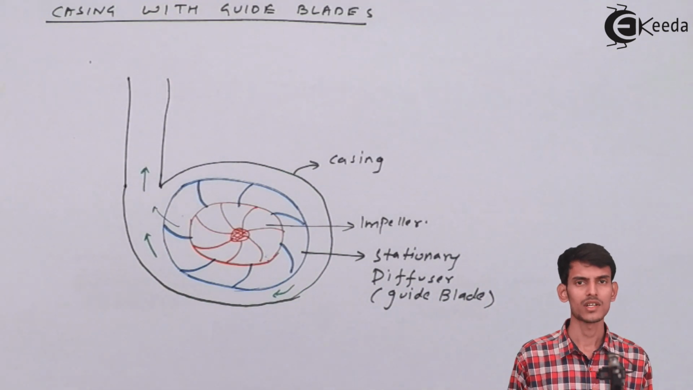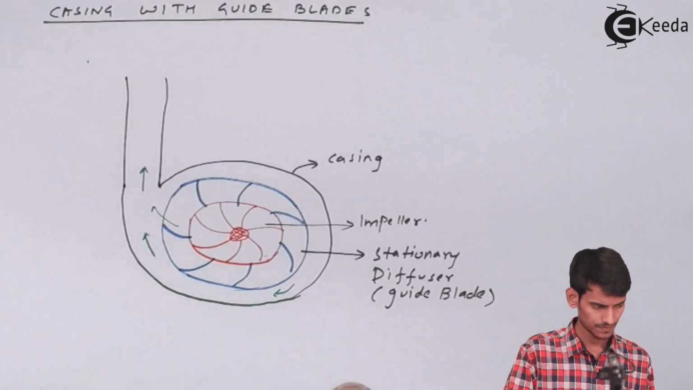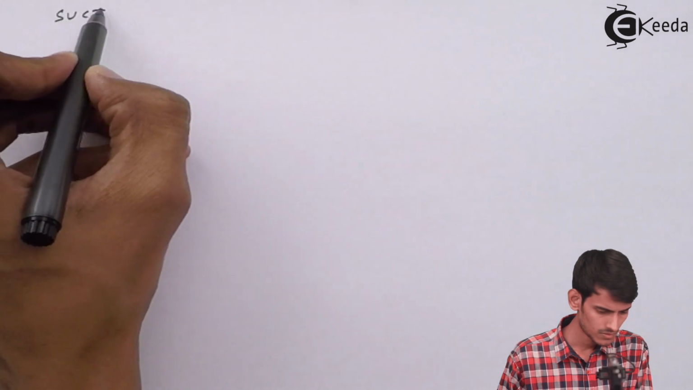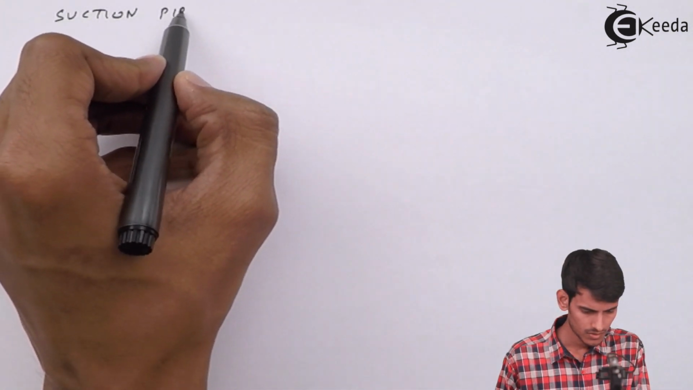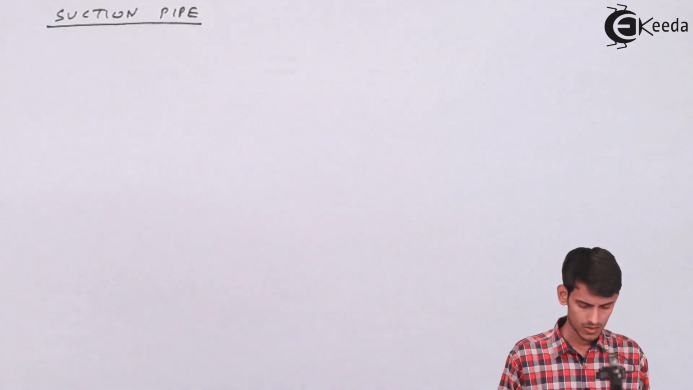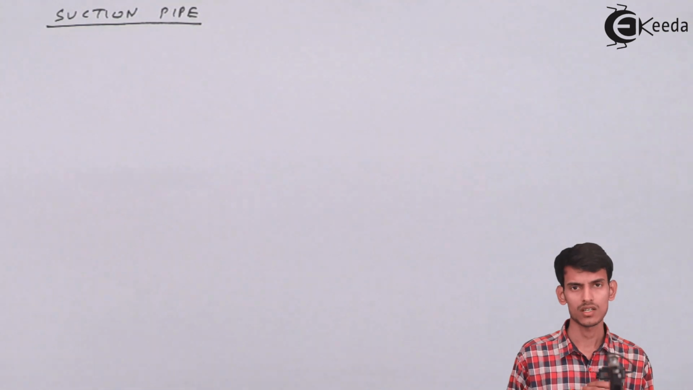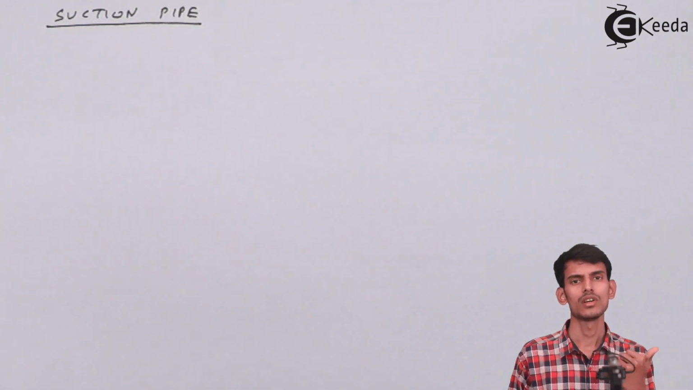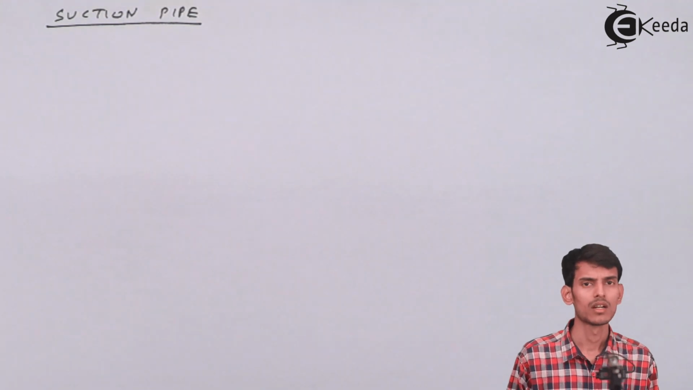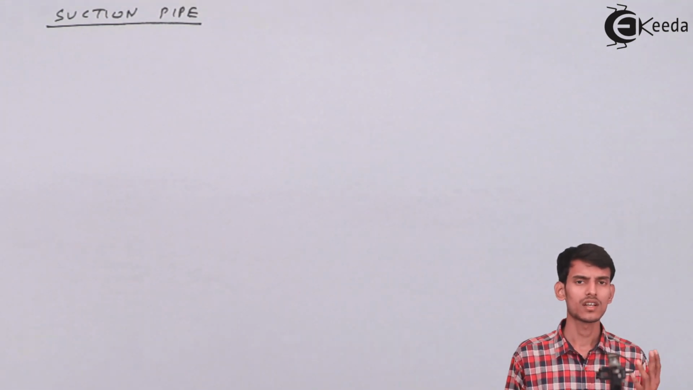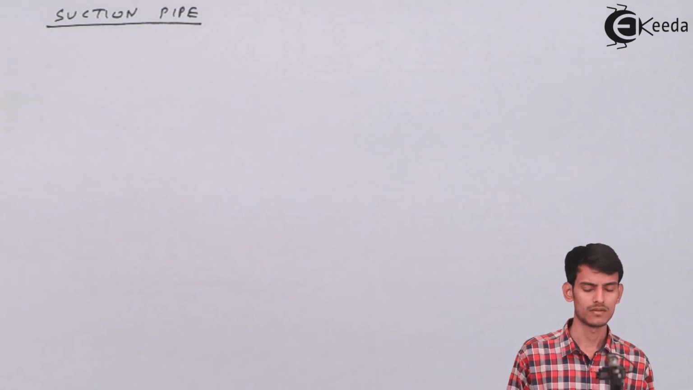So we are done with the casings, we are done with the different types of impellers. Now let's see what are suction pipe and delivery pipe. Suction pipe is a pipe which connects the suction tank to the inlet of the pump. Next is the delivery pipe. The delivery pipe is just a connection between the outlet of the pump and the delivery tank.